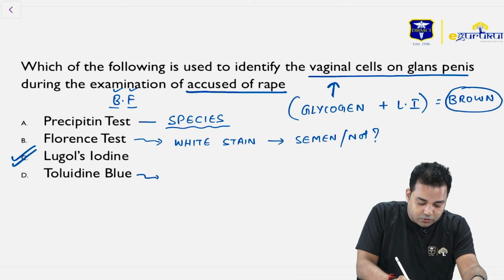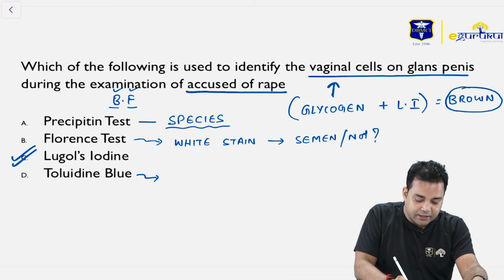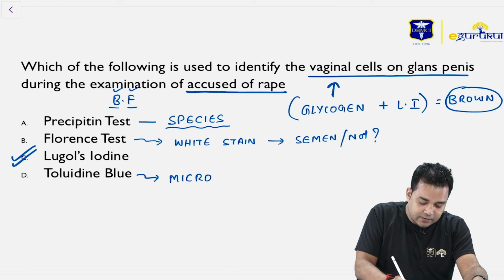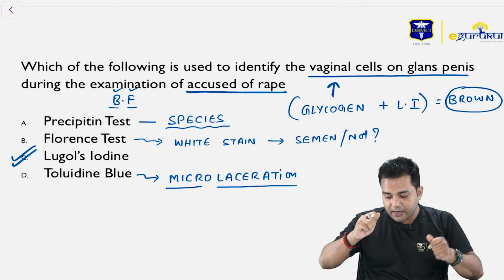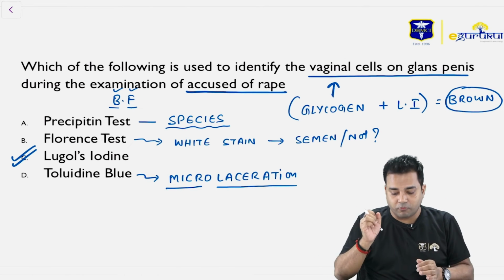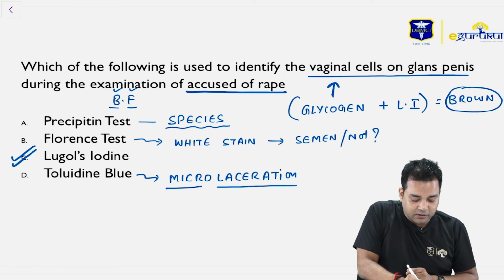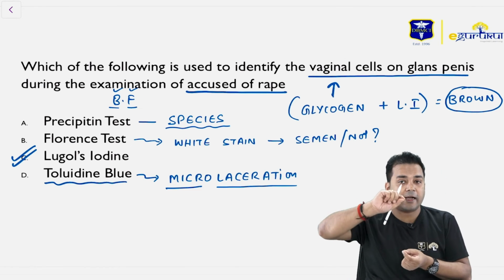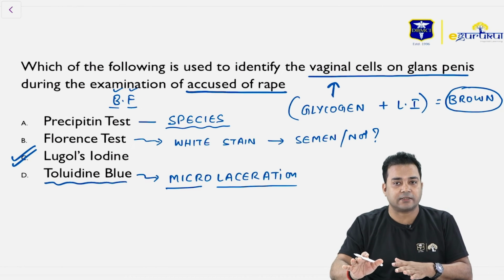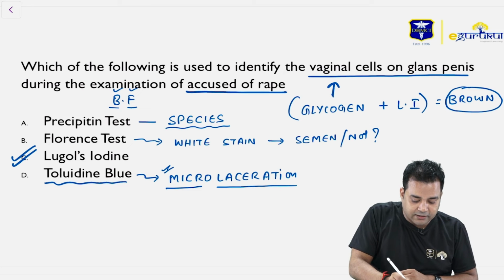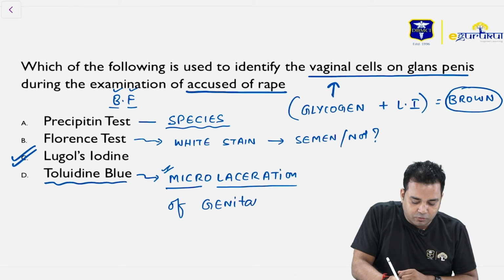Toluidine blue is used to highlight micro lacerations of the genitals. When do you say an injury is a laceration? When we see irregular margins, but because the injury is micron size, it is not visible to the naked eye. With a magnifying lens also you are not able to visualize it. Now what we will do is spray this toluidine blue over the genitals. It will highlight the irregular margins, and now I will be able to appreciate them, at least with a magnifying lens. So to look for micro lacerations of the genitals, we use toluidine blue.